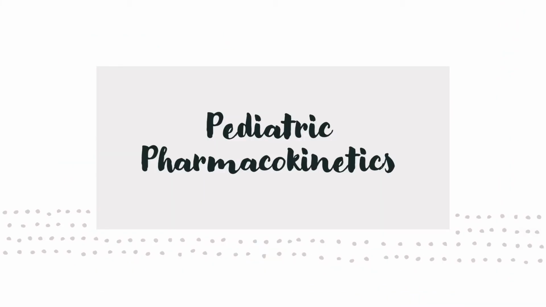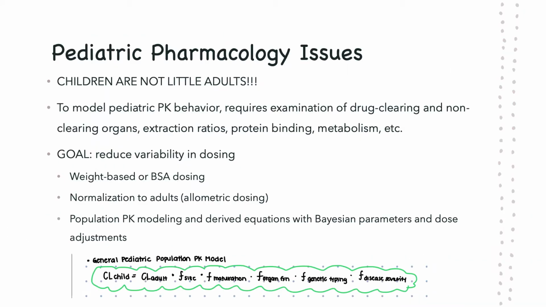Next, I'll go over pediatric pharmacokinetics. So, as probably mentioned in lecture, children are not little adults, and to model PK behavior, you need to look at a variety of different factors. However, the goal is to reduce variability in dosing, whether it be weight-based or body surface area dosing, normalization to adults with allometric dosing, or using population PK models and Bayesian parameters.